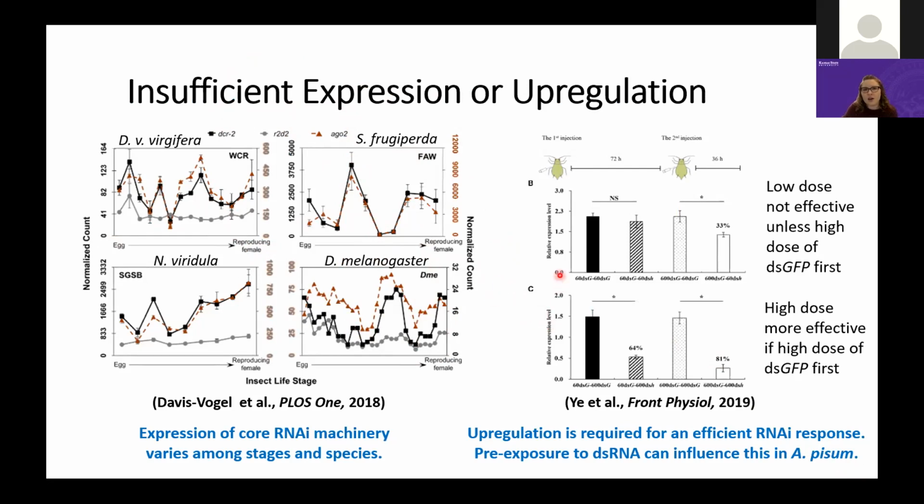So another important component of this is upregulation of the core enzymes in response to double-stranded RNA. So there's work conducted in the pea aphid that suggests that low doses of double-stranded RNA are not effective in the pea aphid unless a high dose of non-specific double-stranded RNA is delivered first in order to upregulate those core enzymes.